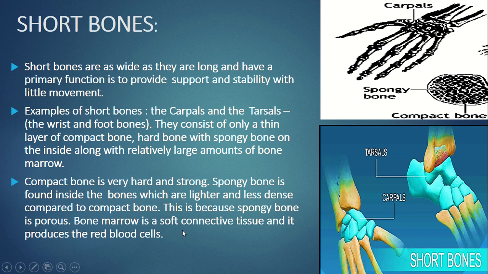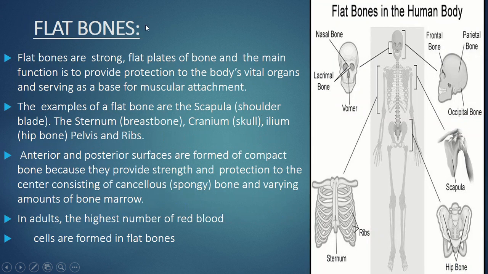The bone marrow is a soft connective tissue, and it produces the red blood cells. So the bone marrow which is present is the main thing which helps in the production of the red blood cells. So this is about the short bones. Next are the flat bones.